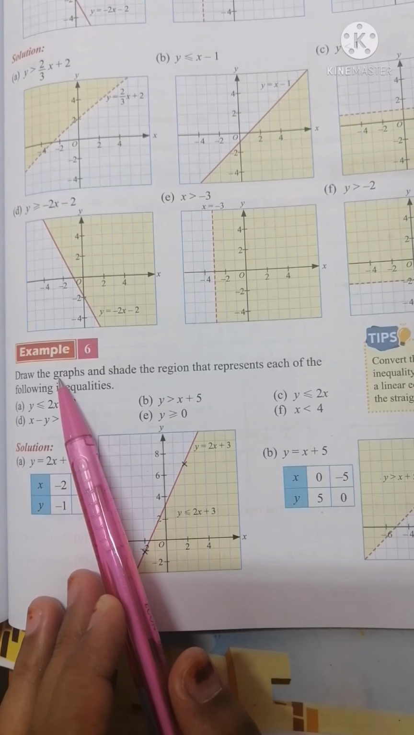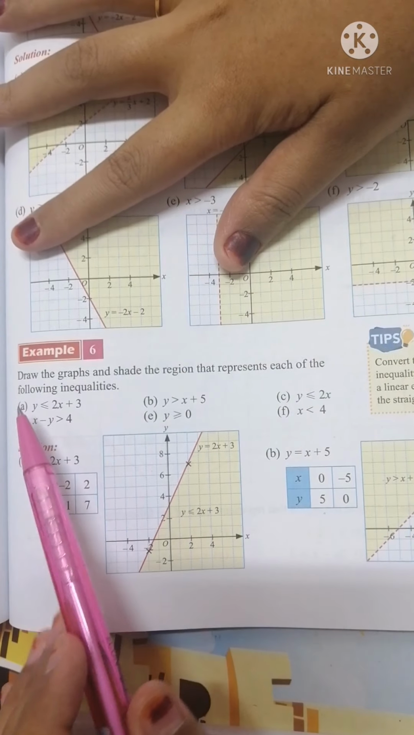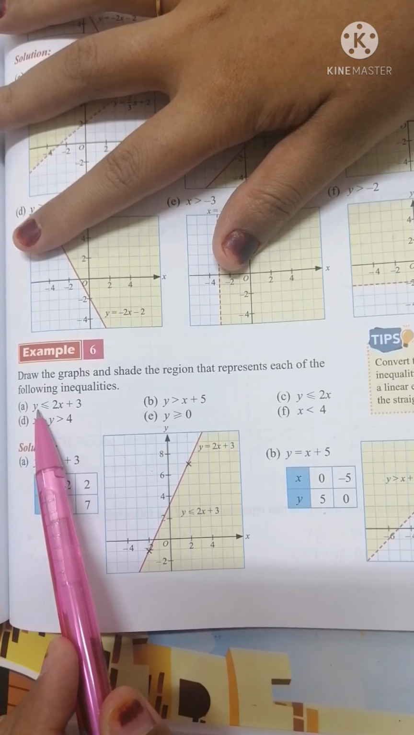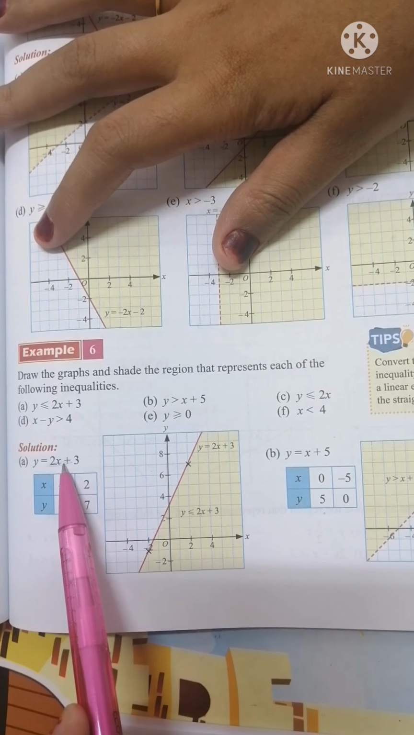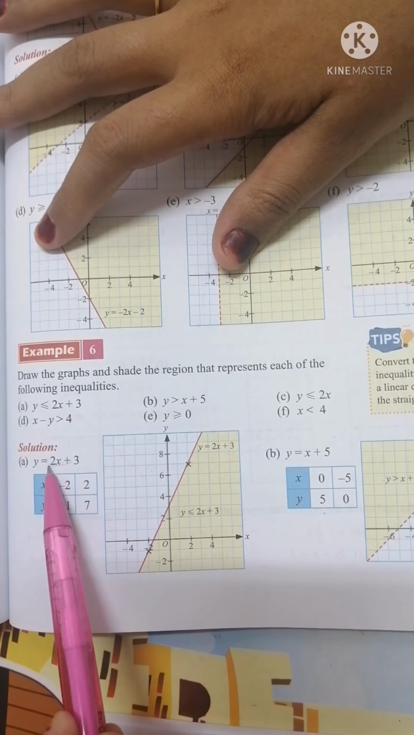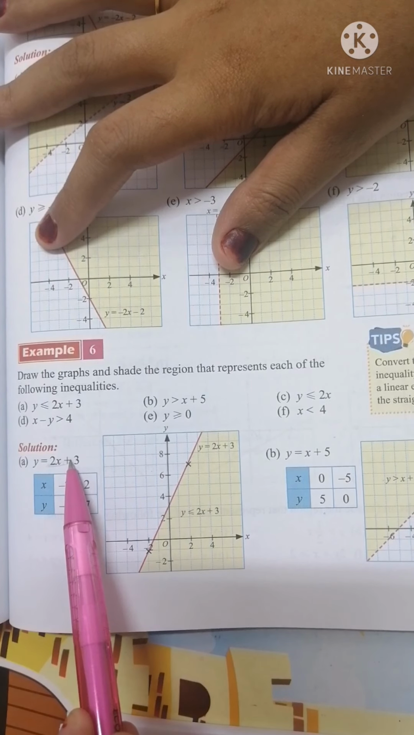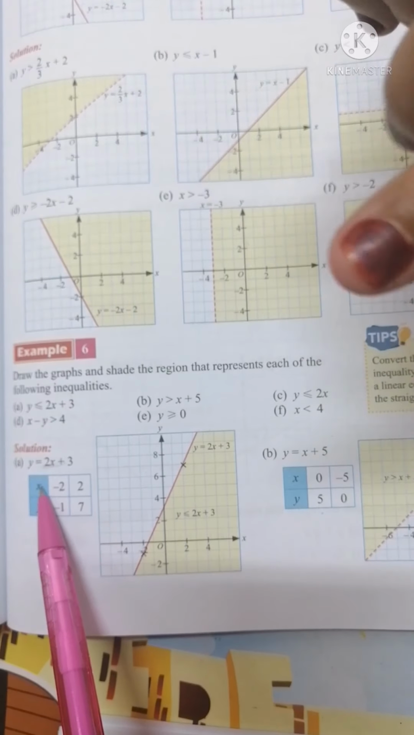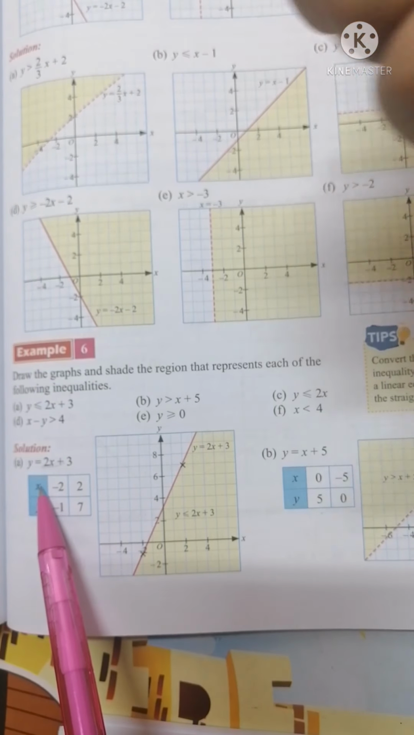Remember, in order for you to draw the graph, you need to plot 2 points. So in order to draw the graph, you need to convert the linear inequality into a linear equation first. So y equals 2x plus 3. We need to create 2 points in order to draw the straight line.